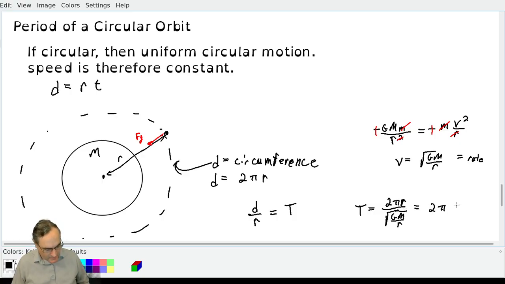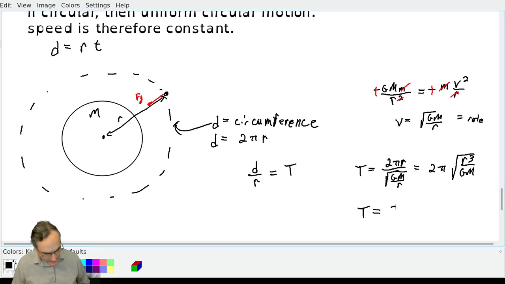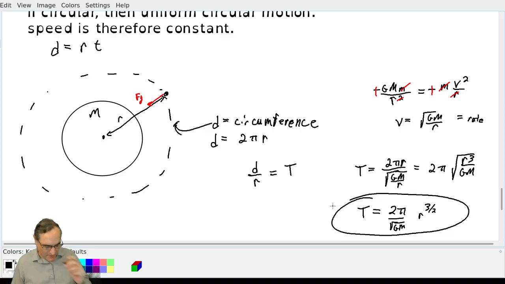And that will give us the period is 2 pi, and then we'd get the square root of r cubed over GM. Okay, so to wrap it up, period would look like 2 pi over the square root of GM times r to the 3/2. And that is just simplifying down the previous statement a little bit.